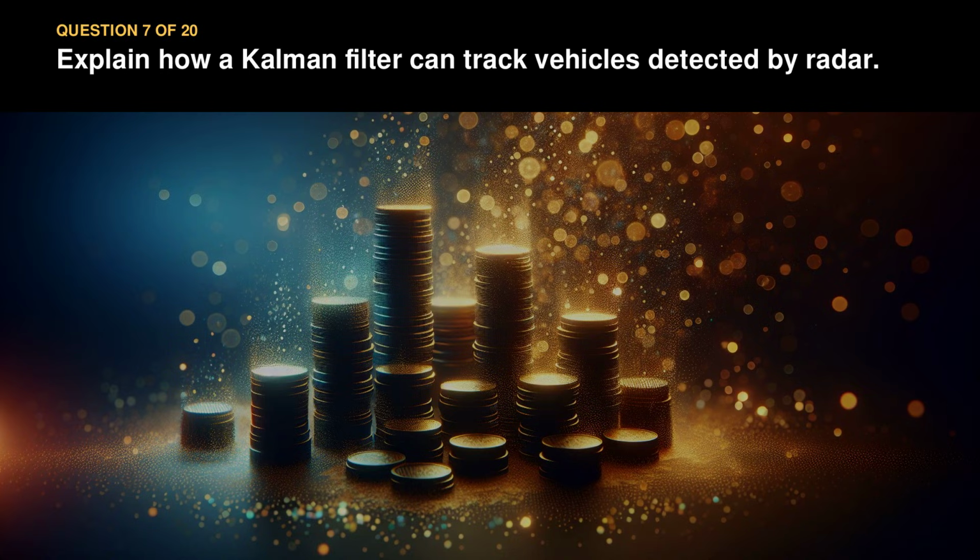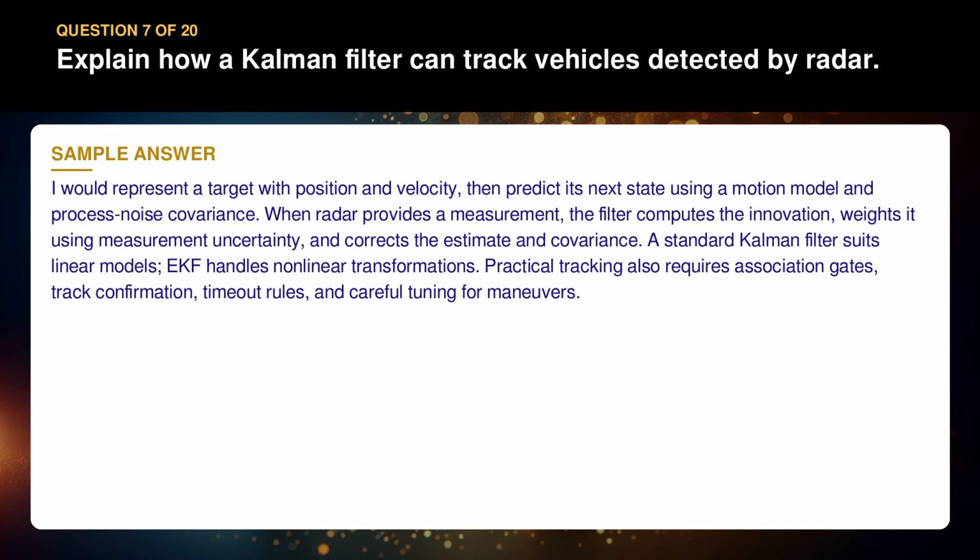Question 7. Explain how a Kalman filter can track vehicles detected by radar. I would represent a target with position and velocity, then predict its next state using a motion model and process noise covariance. When radar provides a measurement, the filter computes the innovation, weights it using measurement uncertainty, and corrects the estimate and covariance.